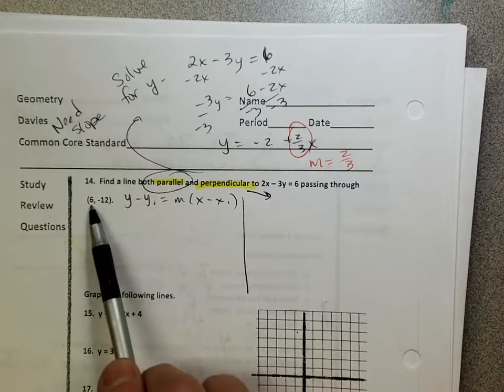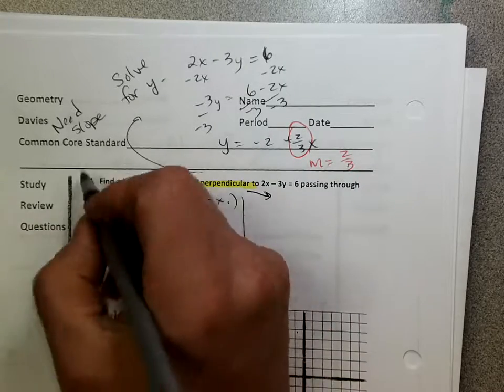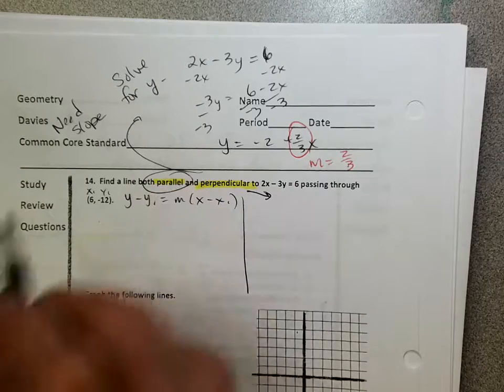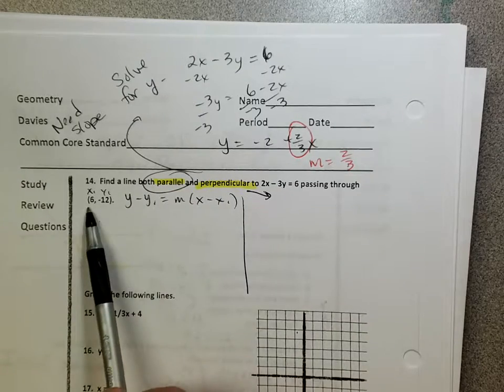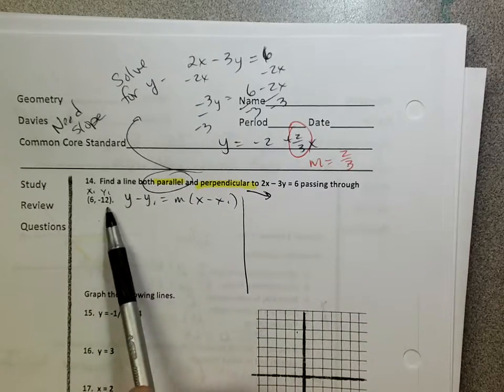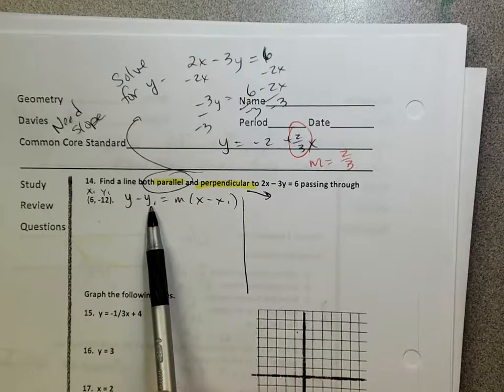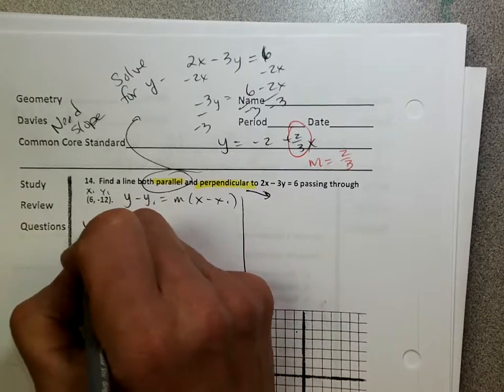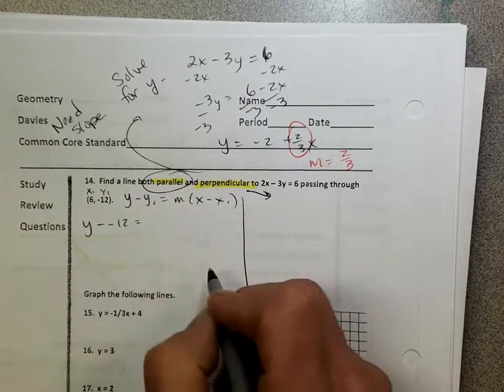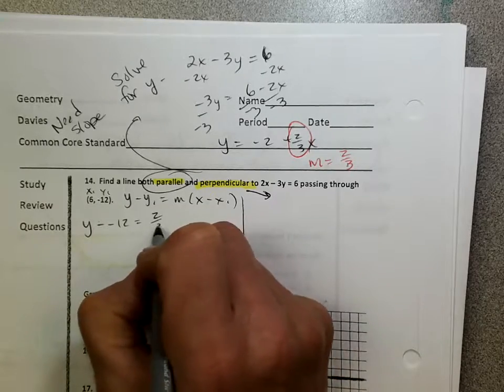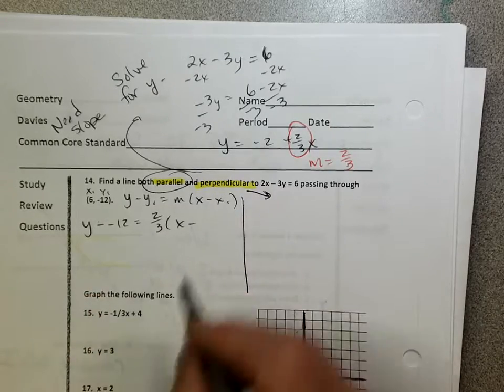I've got a point x, y. Here's my x1, my y1, right? Every point has an x and y value. Put my 6 in for the x1. I'll put my negative 12 in for the y1. So let's do it. Let's go y minus a negative 12 equals 2/3 times x minus 6.